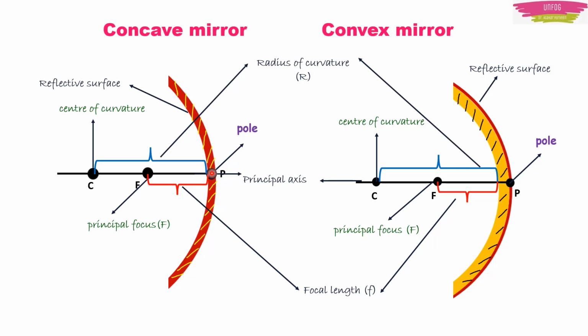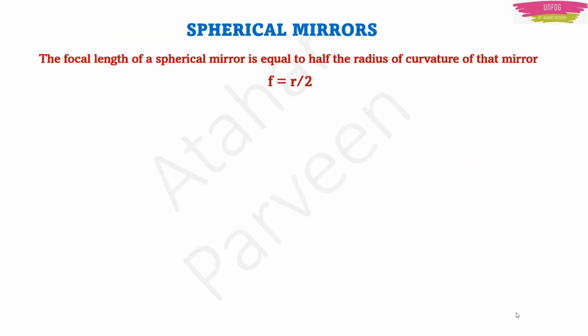Radius of curvature is simply like the radius of the imaginary circle. The center of curvature is the center of the circle, and the focal length is half of the radius of curvature. So what will be the actual value of focal length? It will be equal to R upon 2. If the radius of curvature is denoted by capital R, then the focal length of the spherical mirror will be equal to R upon 2. This is a very important point to note down.